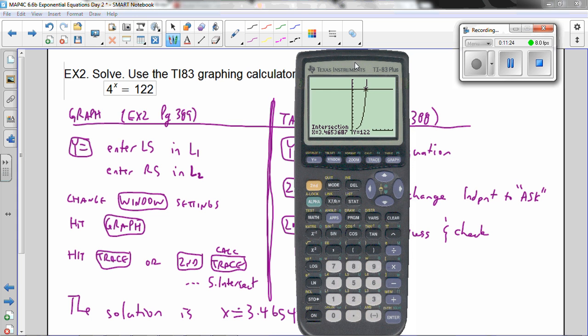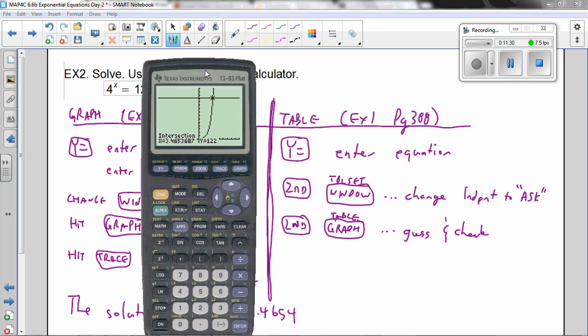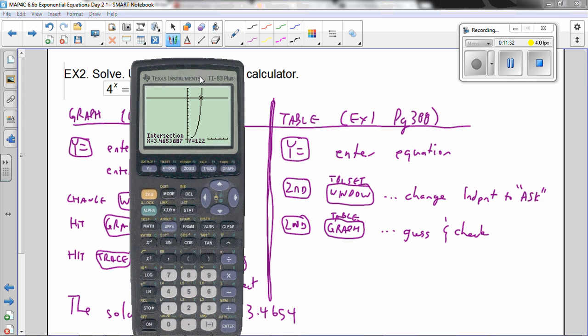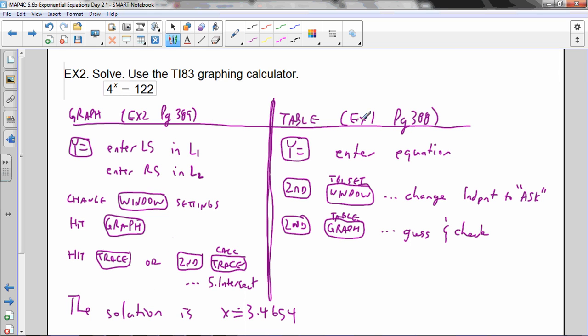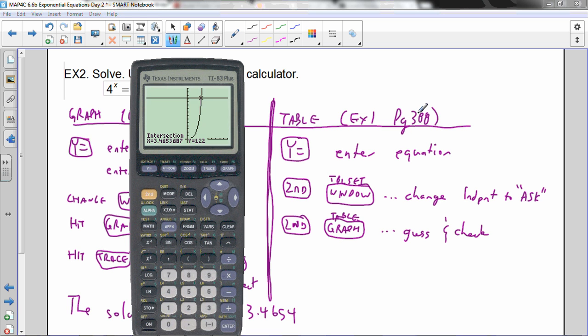Another pretty neat tool on the graphing calculator is the table function. Instead of using a graph to find the solution, we can essentially get the calculator to make a table for us. And the book has its version of this on page 388. It's actually the same example as before, but it's using the table. And this is what you do.